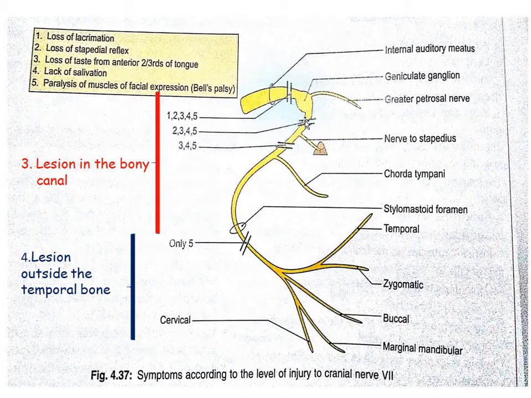So there is loss of stapedial reflex, and loss of taste of the anterior 2/3 because the chorda tympani, the nerve to stapedius and the other nerves are involved. So we will get the loss of stapedial reflex, the loss of taste of the anterior 2/3 of the tongue, lack of salivation, and paralysis of muscles of facial expression. Because all these nerves are affected, the temporal, zygomatic, buccal, these supply the motor roots to the muscles of facial expression. And the chorda tympani is also gone at this level. So the lack of salivation is also there because it supplies the glands.